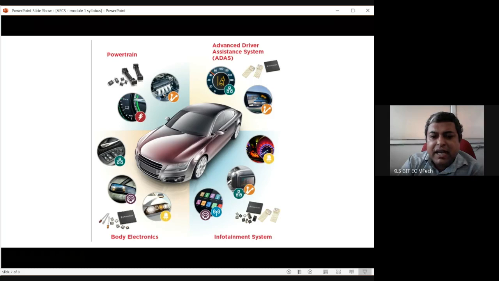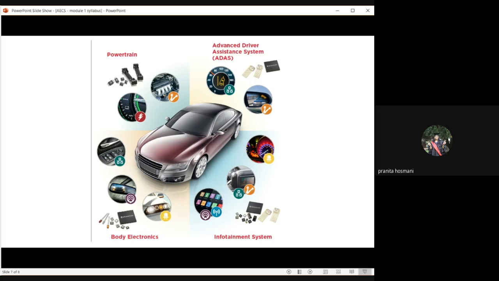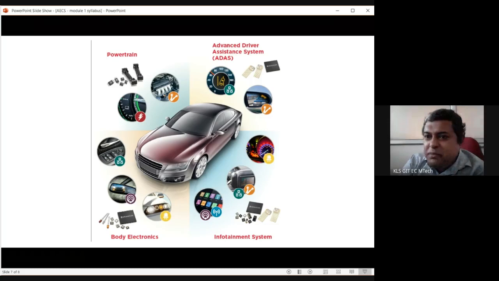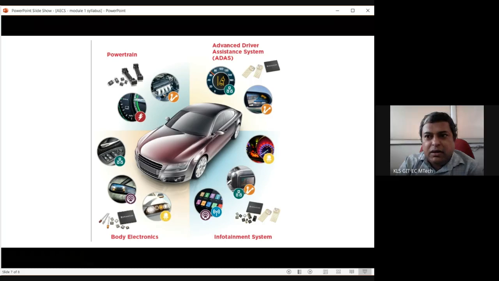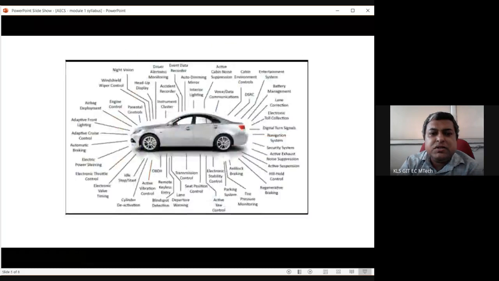Body electronics and infotainment system. What is meant by infotainment? It's a combination of information and entertainment. Information about every part of the body of the car, and entertainment means multimedia, songs, music, videos you are running in the car. And this is a motor system, and these two slides are very important.